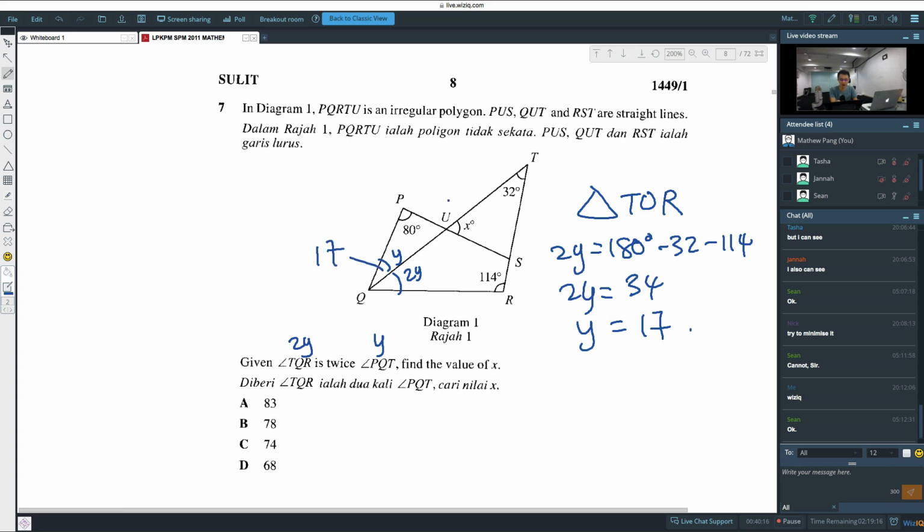Then do you see this triangle? Because whenever you have two straight lines, this angle and this angle will be the same. So both also are X. Therefore I can easily find my X by using 180 minus 80 minus 17, because this is a small triangle. Do you see the PQU is a small triangle? If you see that, then it should be easy. So this one should be 83. So A.